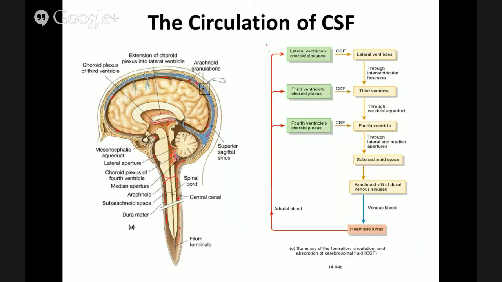So let's take a look at what could go wrong if you didn't get to dump the fluid after you were finished with it. We got some pictures of that. But just to point out, this diagram takes you through the circulation here. So it goes from lateral ventricle to third ventricle, from third ventricle to fourth ventricle, from fourth ventricle into the subarachnoid space, from the subarachnoid space into the arachnoid villi, and then it gets dumped into that big vein, the superior sagittal sinus.